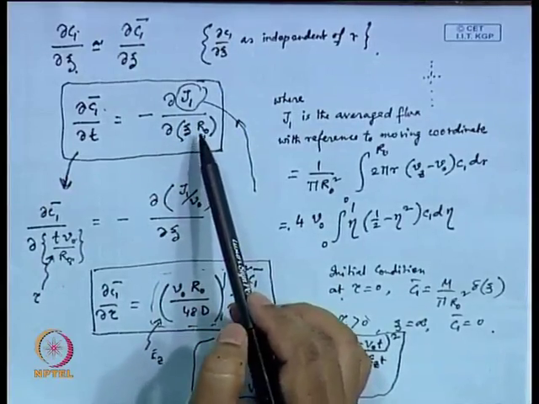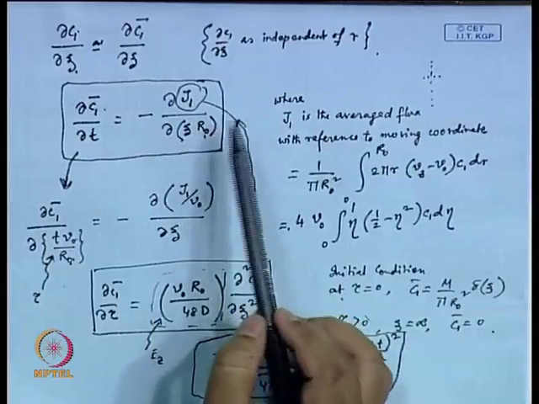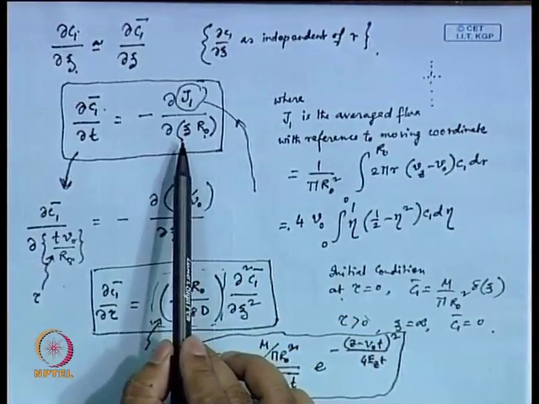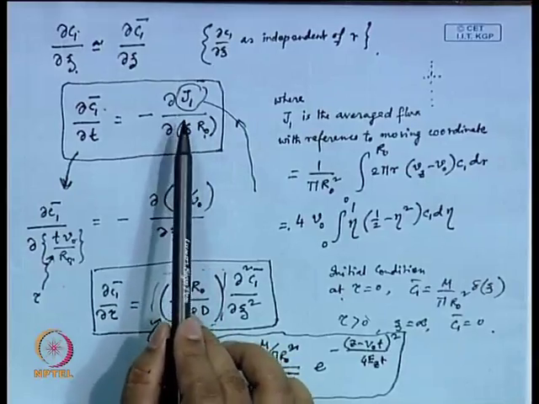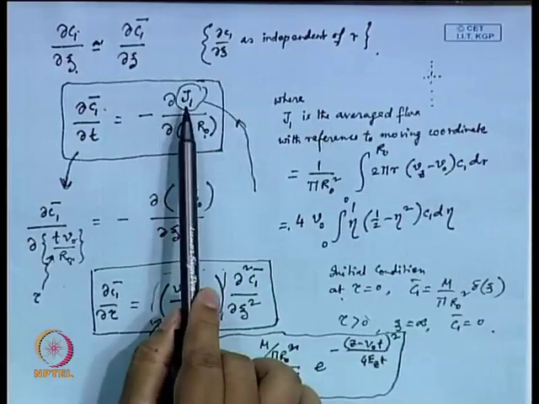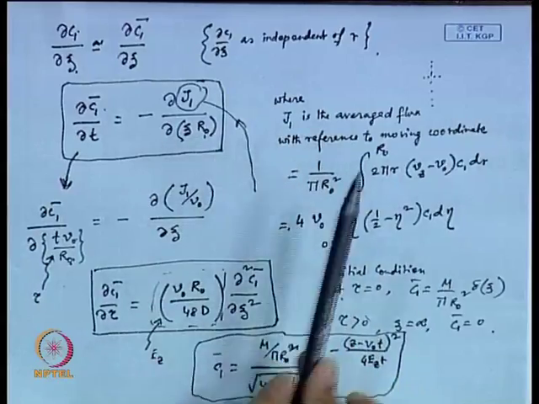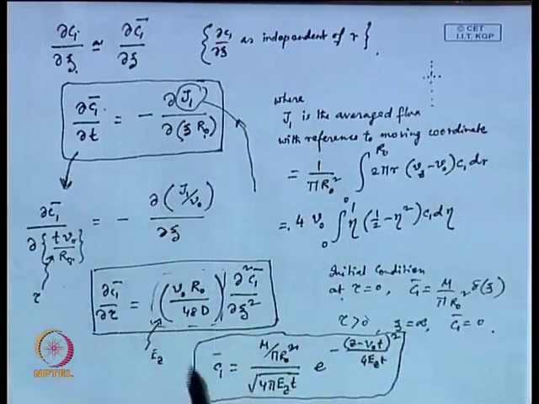So it is entirely done in the moving coordinate system. See, this zeta r 0 means what? Zeta r 0 is z minus v 0 t. So you are differentiating with reference to the moving coordinate. So J 1 also has to be defined with reference to the moving coordinate, and J 1 is the average flux over the entire cross section.